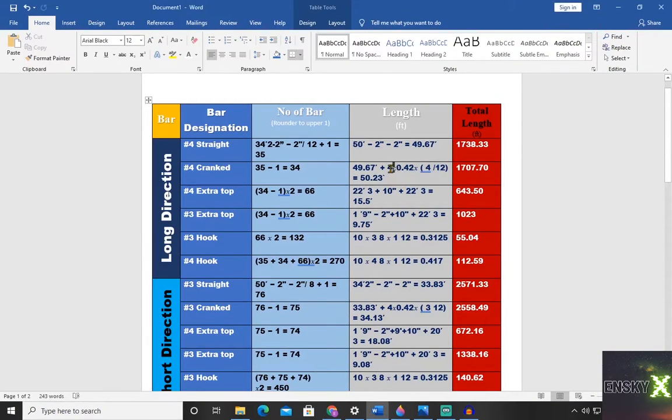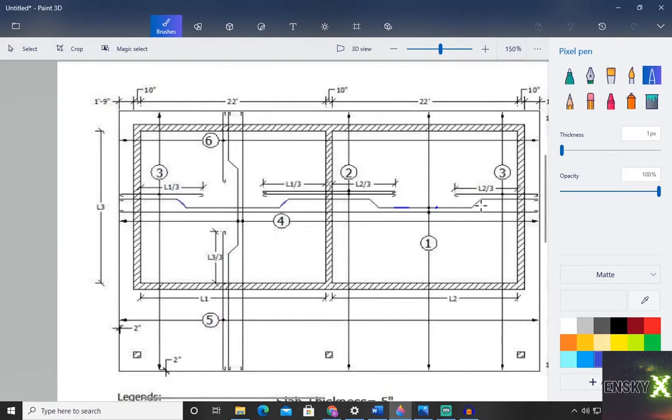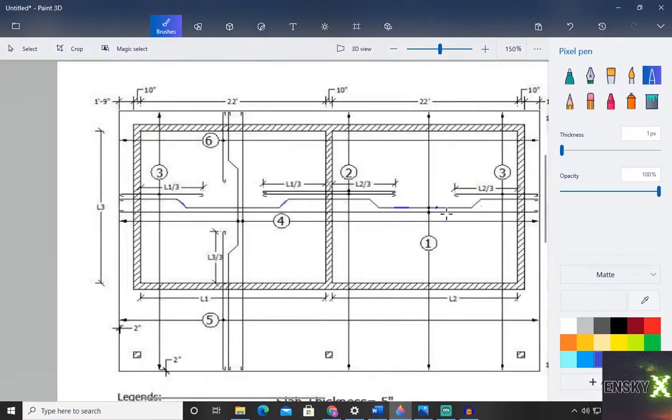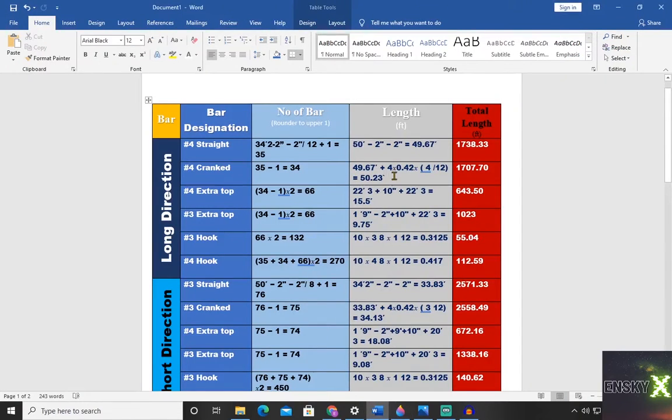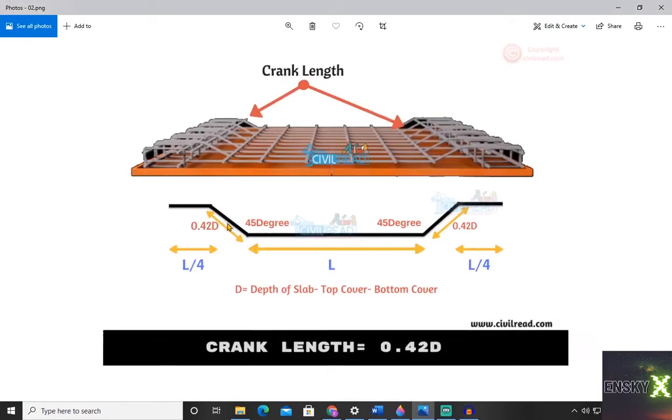There is a formula here, 4 into 0.42. This 4 is actually the number of cranks in this bar. We have 1, 2, 3, 4. If we have just one, this two crank, then we will put there 2. So we have 4 cranks here, so we are going to put 4 in here. Then 0.42 is actually a constant. You can see from here 0.42 is a constant, and there is the length, and then again 0.42 d.